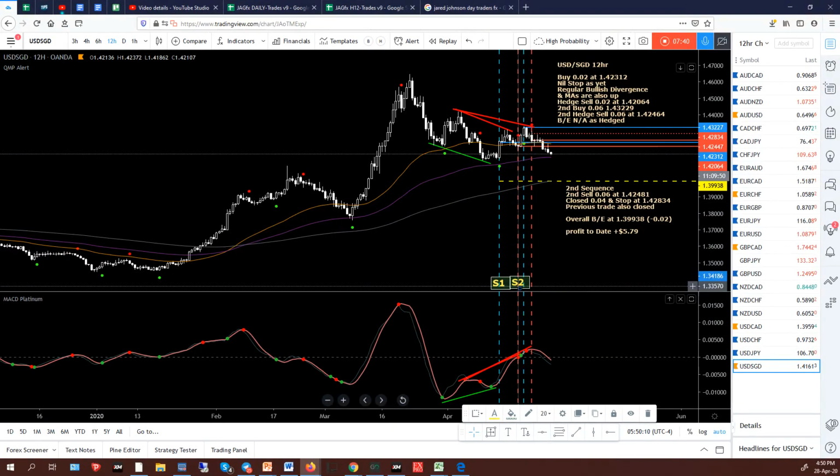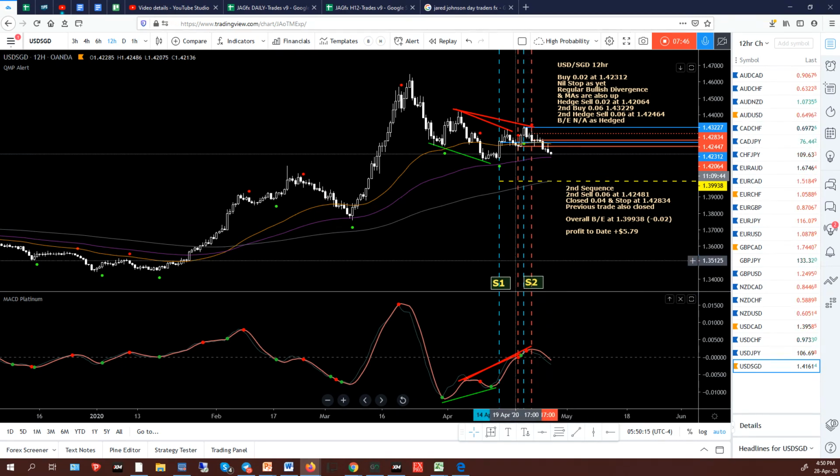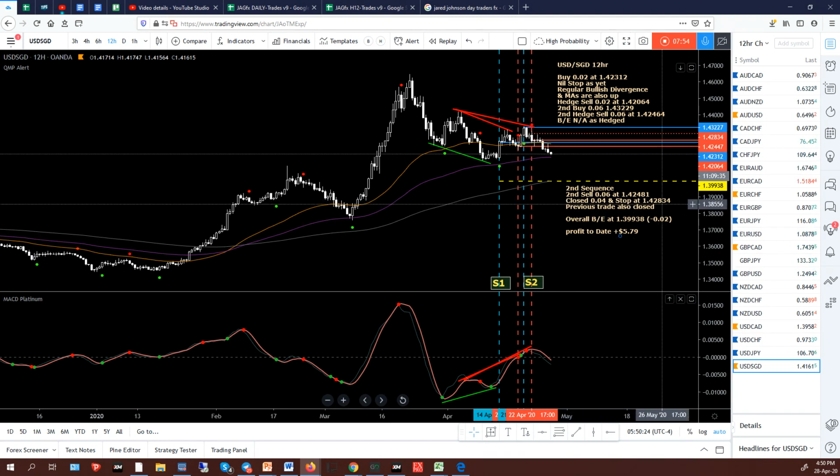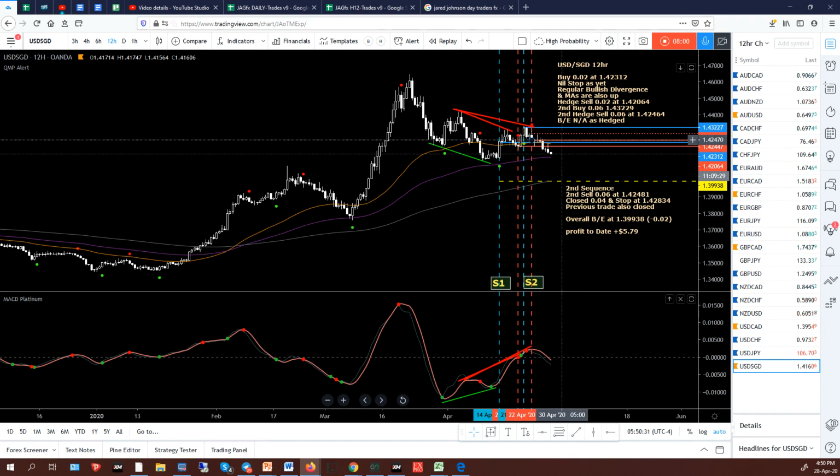So what I've done is I've closed the sell, I've closed the buy, and I've closed 0.4 of the second sell and put a stop in place at 142.834. So that stops up there, and this is the sell in here, this level here. So closing all that gave me a huge profit of $5.79, hardly worth the effort.